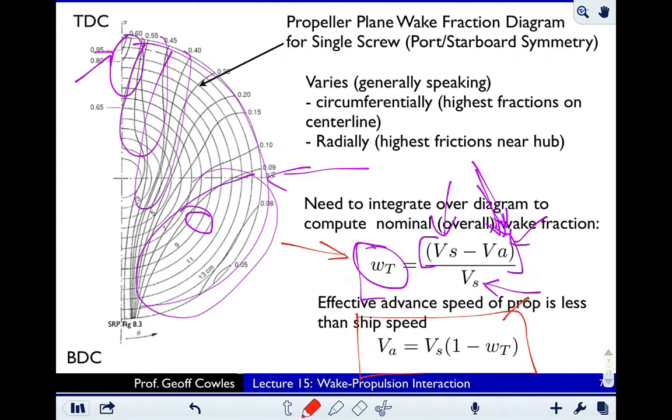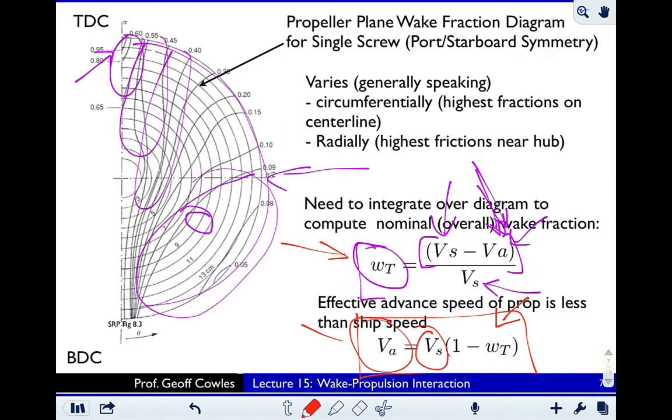Once we can determine a nominal wake fraction, or a wake fraction that represents a given propeller plane, this allows us to compute the advance velocity that's needed for the propeller calculations. For the propeller calculations, you need to know the relative free stream velocity for the propeller, the velocity flowing into the propeller that we use for our advance ratio.